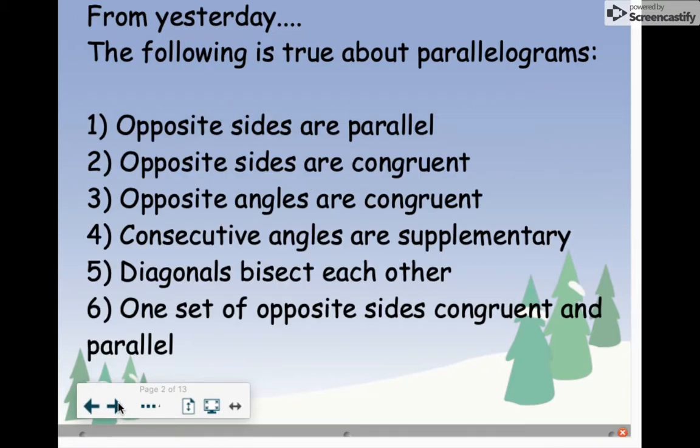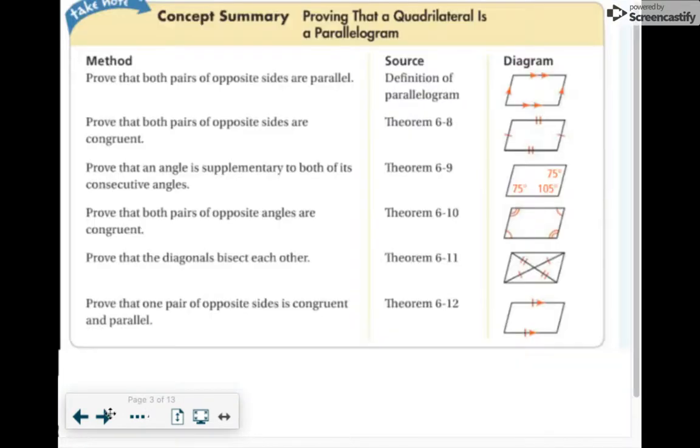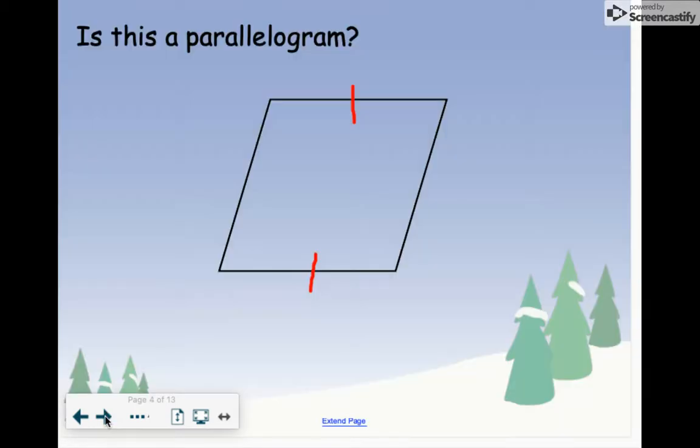So I'm going to go fairly quickly through these first couple slides, right? This is just review about our properties from yesterday. If you want to write those down, you can. I'm going to jump past them here pretty quick. These are our theorems, and now we're going to try to prove a quadrilateral is a parallelogram. So we look at this first example.